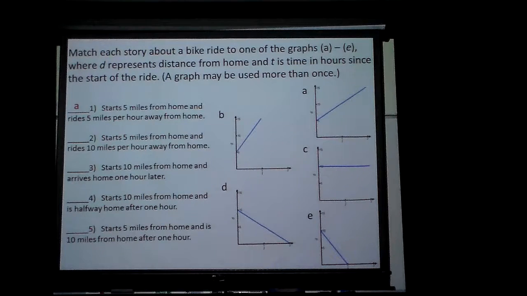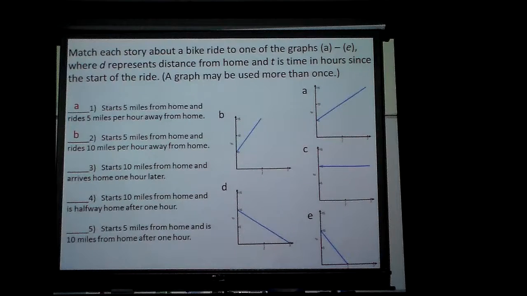All right, so let's look at number 2 here. It says starts 5 miles from home and rides 10 miles per hour away from home. Well, I just kind of talked about it. Starts 5 miles away from home right here, and rides at 10 miles an hour. In 1 hour, they went to 15. That would be 10 miles an hour. That would be B. Oh, I get the idea now.